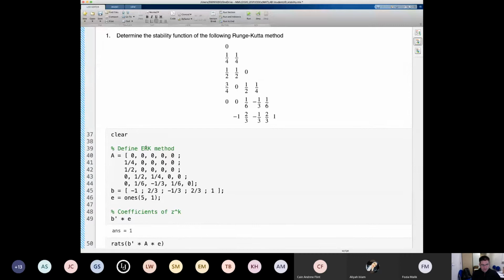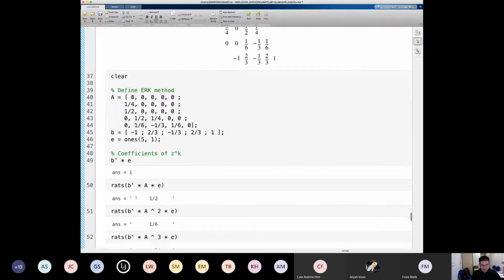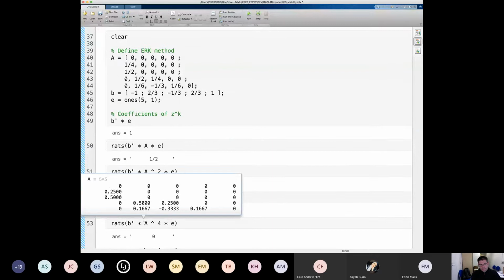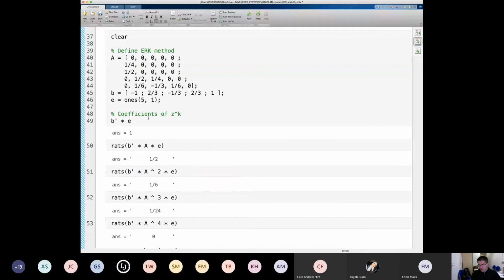Okay, so that's how you can use MATLAB to do all the matrix multiplication. For example, a 4th power of a 5 by 5 matrix is no fun to do by hand. Has anybody got any questions about what I've just shown you about the stability function for an ERK method? Okay, I'll move on then.